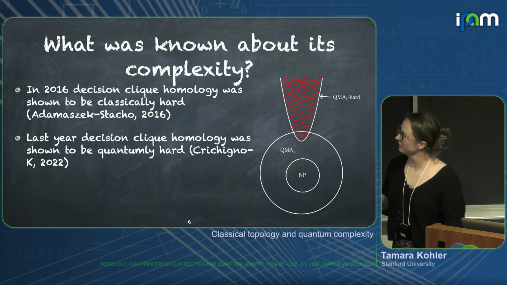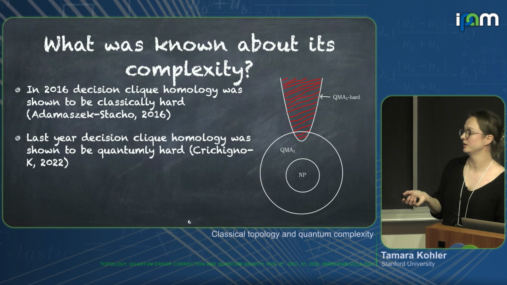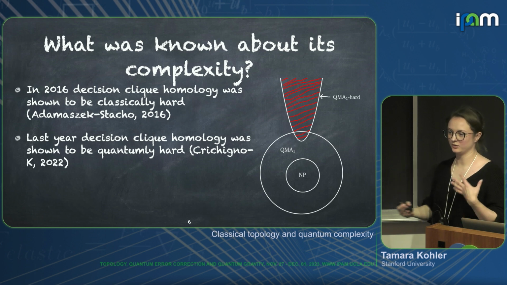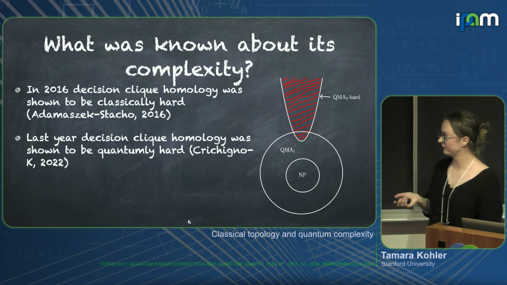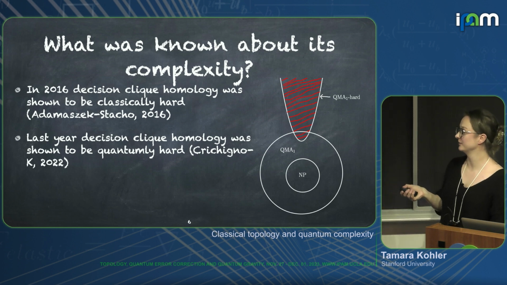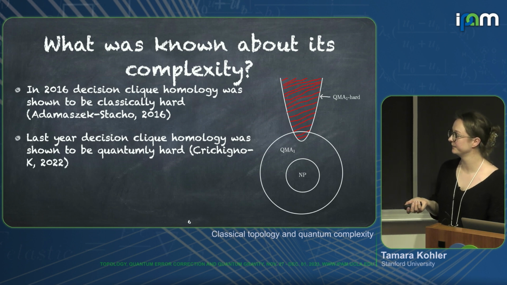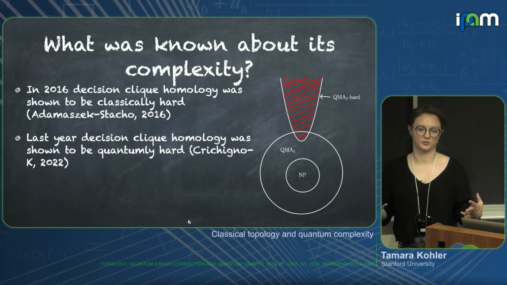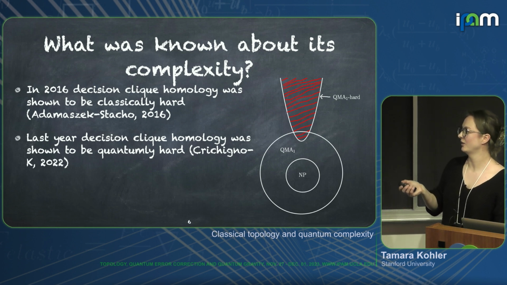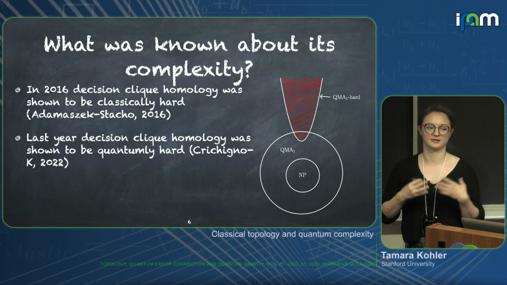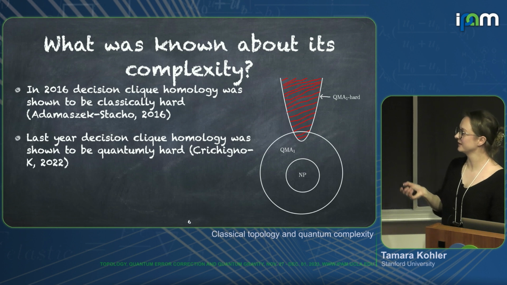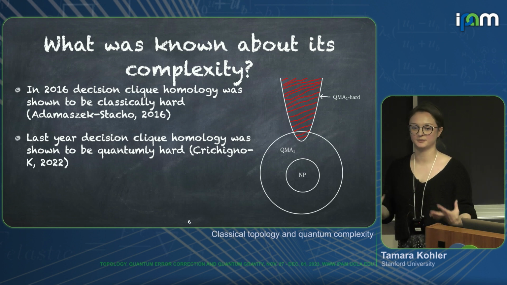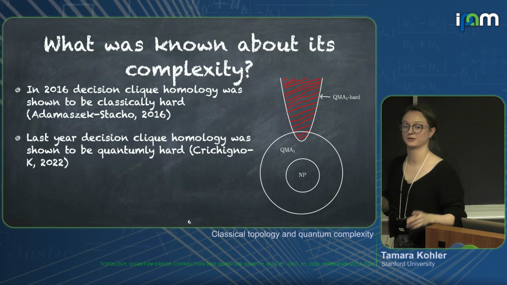Last year, together with Marcos Crichigno, we showed that, again, the decision version of this problem is quantumly hard. Where, again, when I say quantumly hard, I mean it's as hard as the hardest problem that can be checked efficiently on a quantum computer. So this gives a lower bound of the complexity of the decision problem in terms of a quantum complexity class, which is a class known as QMA1. But it didn't give any upper bound on the complexity of this problem. So it's possible that actually this problem is PSPACE-complete, for example, which is a classical complexity class that is harder than this quantum complexity class. So even though this does give a lower bound to the complexity of the problem in terms of a quantum complexity class, it's plausible that this problem isn't quantum.